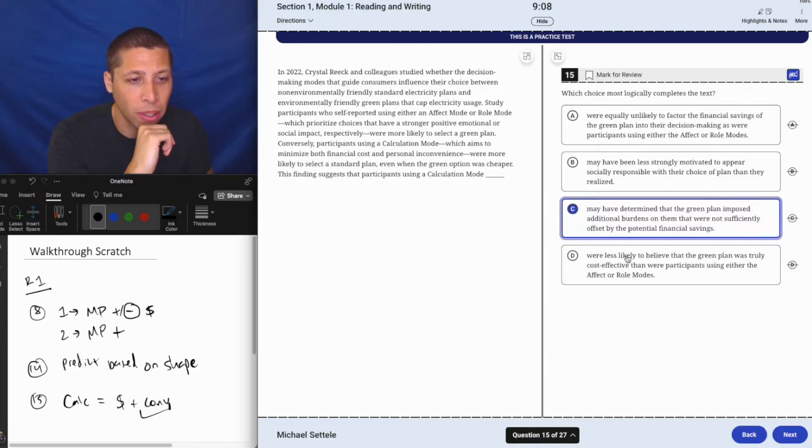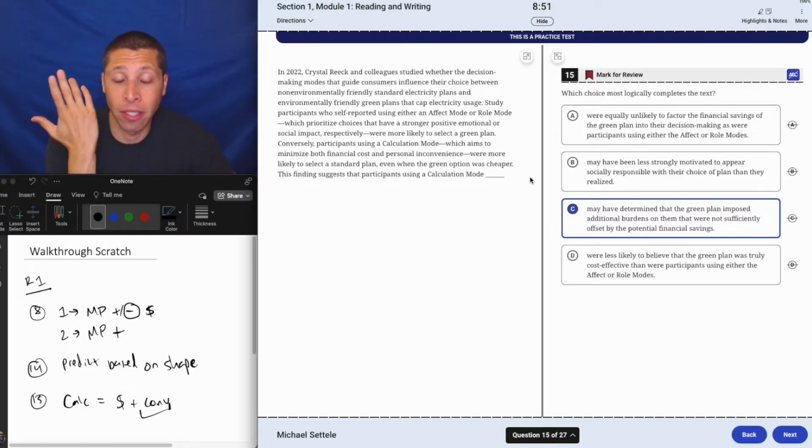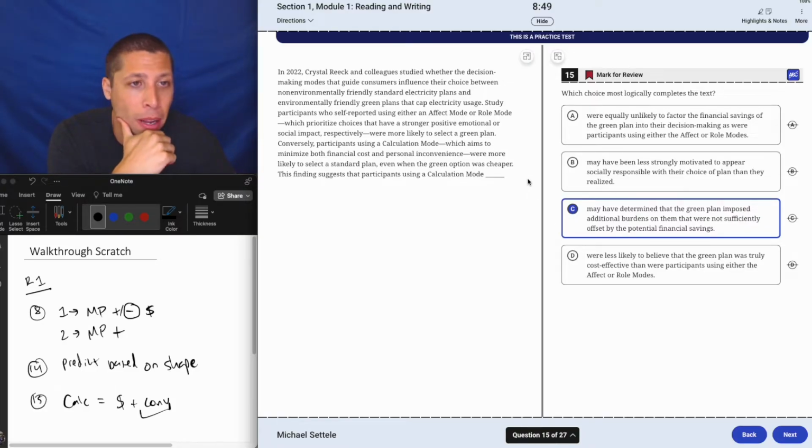I think this is it. We're less likely to believe that the green plan was truly cost effective than were participants using either the affect or role modes. I just don't think it's A or D, because I don't think we're really meant to compare them here. This is definitely a harder question. I'm glad I left it for last, because now I can spend some time on it, but I'm pretty sure it's C. Let me double check.